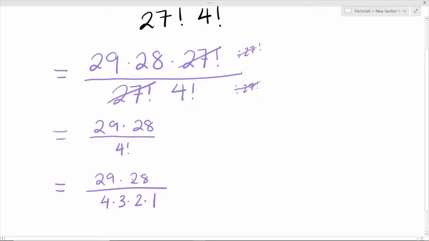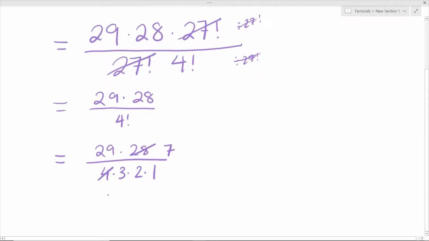Countdown. Now we can do 28 divided by 4 and 4 divided by 4. 28 divided by 4 is going to give us 7. 4 divided by 4 is going to be 1, so the 4 cancels. And so here's what we will be left with. We will be left with 29 times 7 over 3 times 2 times 1. And now here everything is factored out.